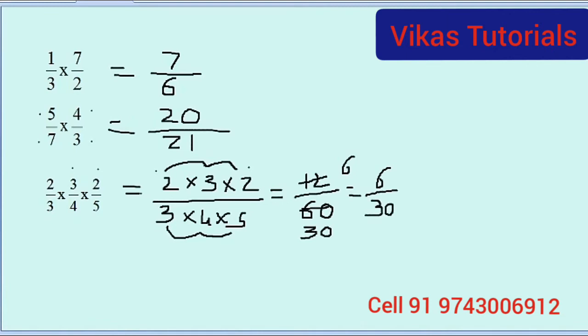Again we can divide it by 2. 2 3s are 6, 2 5s are 30. So it will become 3 by 15. Now 3 by 15 cannot be divided by 2, but they can be divided by 3. 3 1s are 3, 3 5s are 15. So our final answer will be 1 by 5. Okay, 1 by 5 is the answer for this.